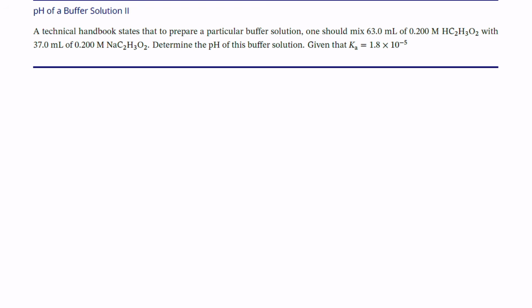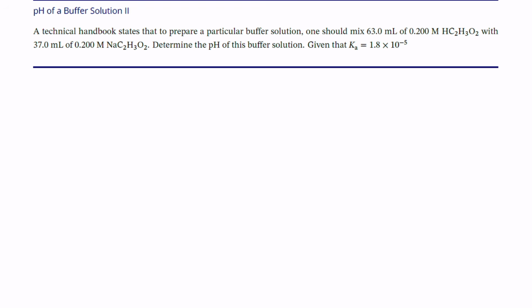We need to determine the pH of this buffer solution given the Ka, which of course is the Ka of the acid, because that's what the Ka value is. So we need to determine the pH of this buffer solution. Now, I want to do something a bit different here. So I'm going to do two things.